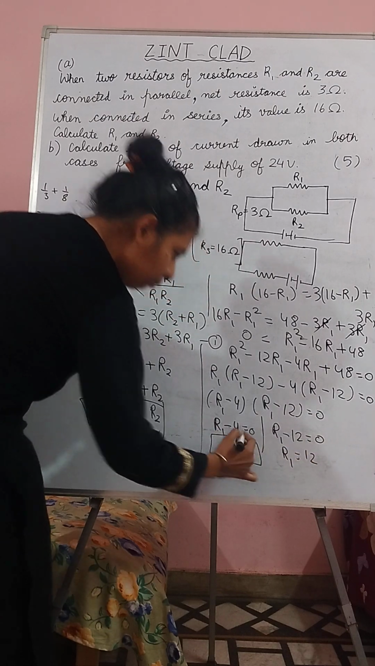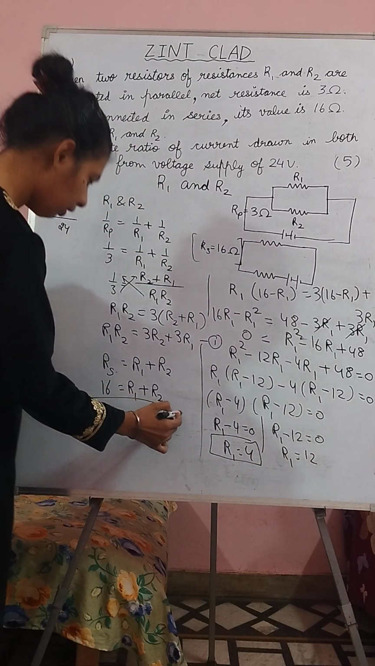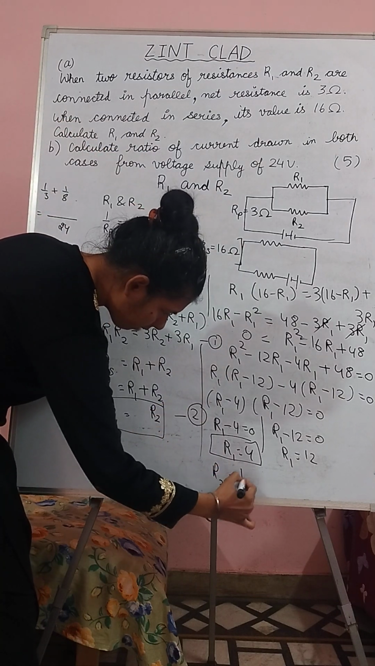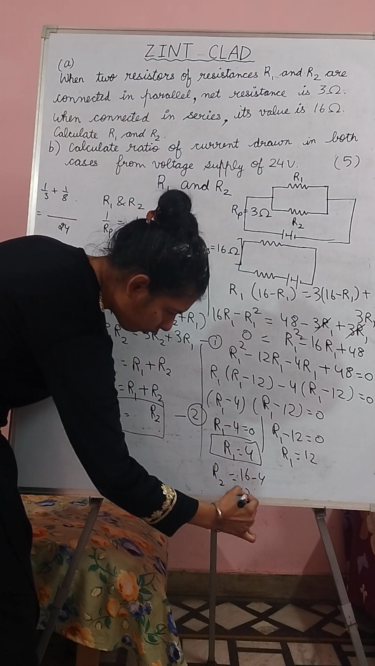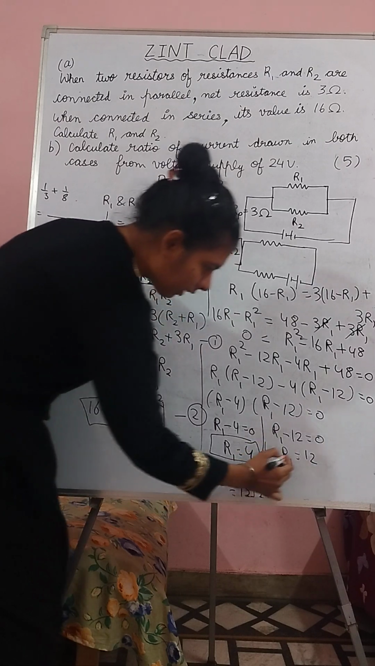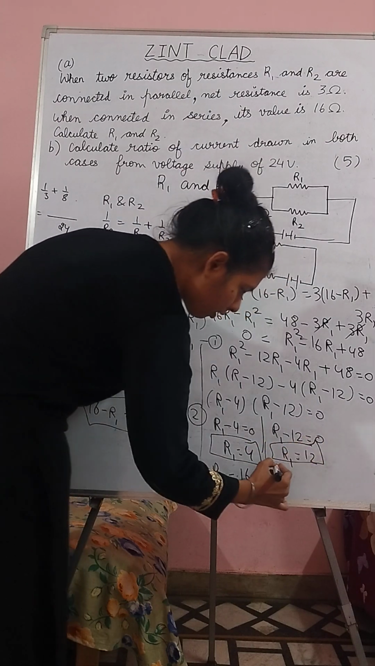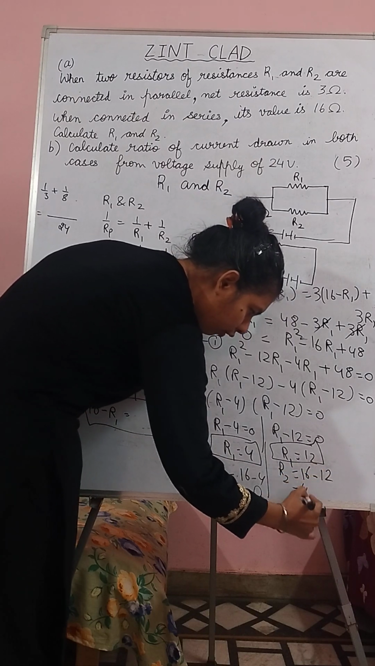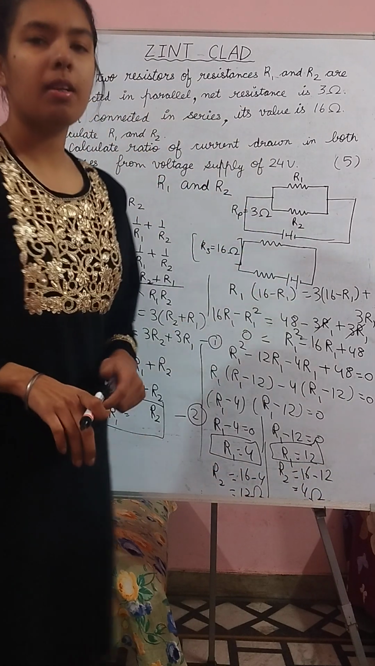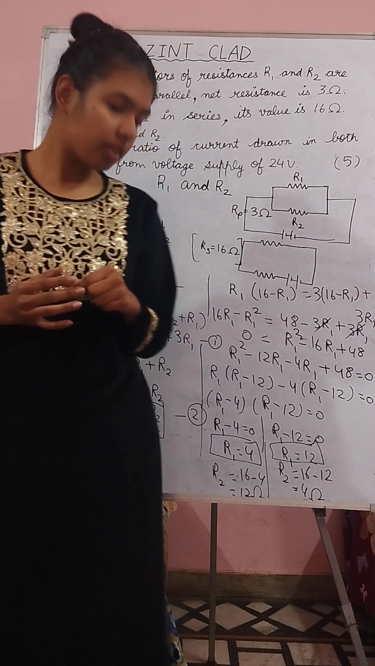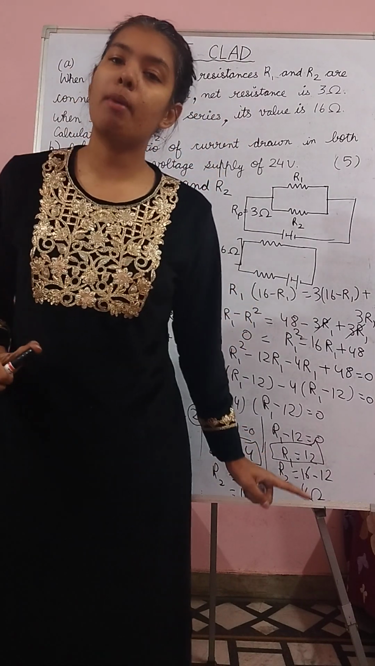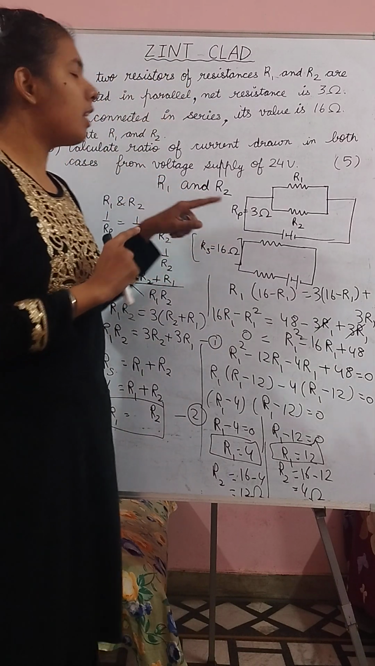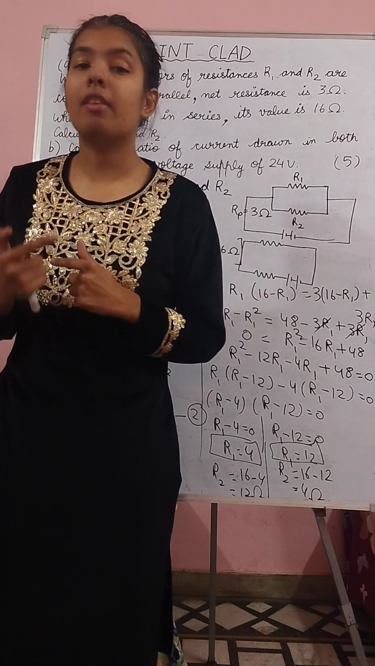When you will take R1 to be 4 and when you will put it in equation number 2, you will get R2 to be 16 minus 4, which is 12 ohm. And when you will take R1 to be 12 in equation number 2, you will get R2 to be 16 minus 12, which is 4 ohm. That means our two resistances would be 4 ohm and 12 ohm. So this was the first part of this numerical, and the second part we'll do in the next video.